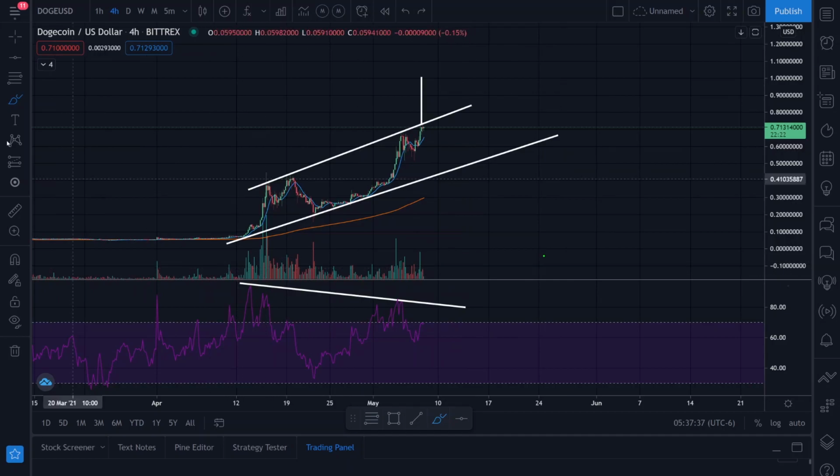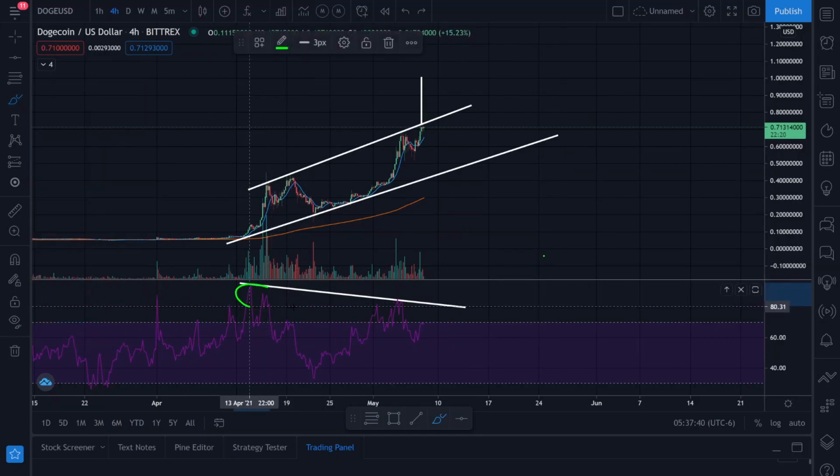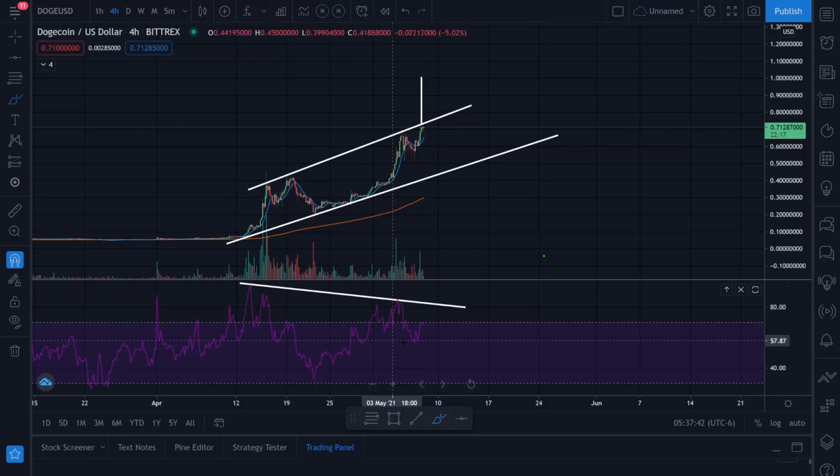I just wanted to show you guys the bearish divergence and tell you that you should probably do some more research on it in general.